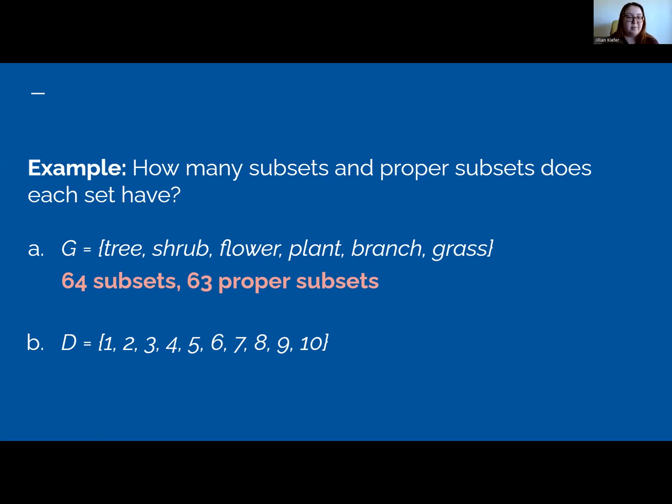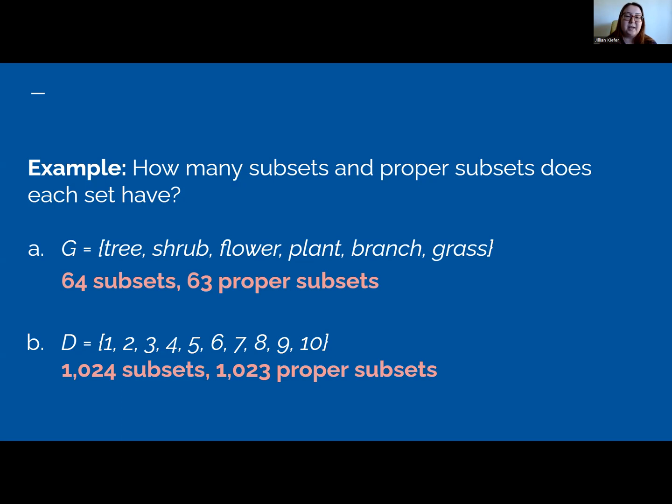So for part B, we have the set D. D is the set of 1, 2, 3, 4, 5, 6, 7, 8, 9, 10. They already counted, it's 10 elements. So that means you would have the subsets equal to 2 to the power of 10. So we go in our calculators and calculate 2 to the power of 10, which should end up being 1,024. So we have 1,024 subsets, minus 1 makes it 1,023 proper subsets.